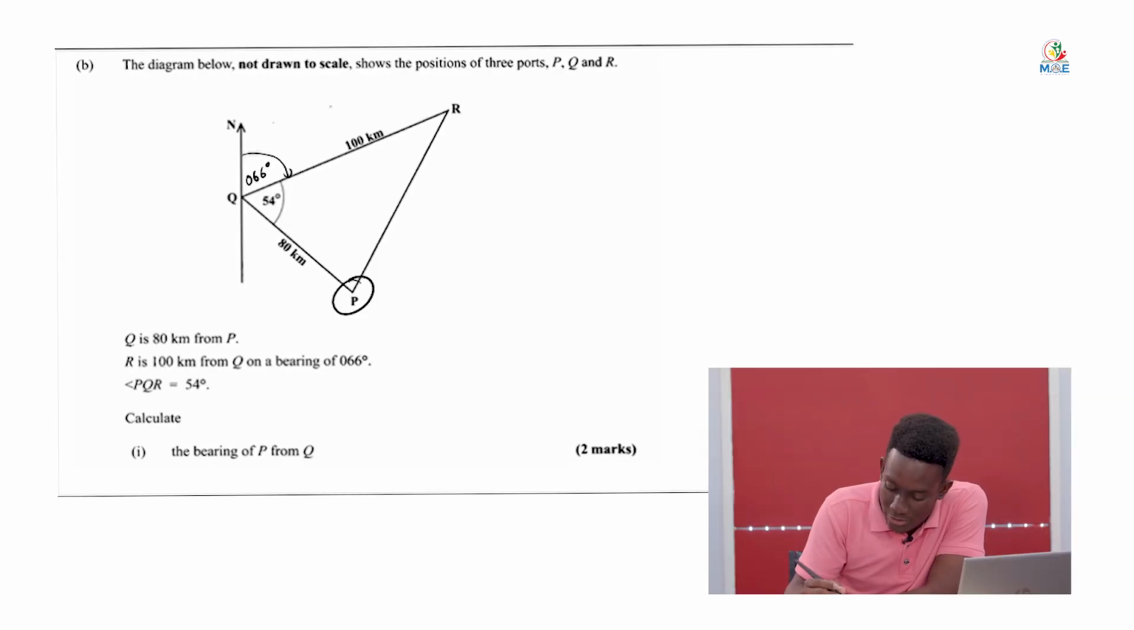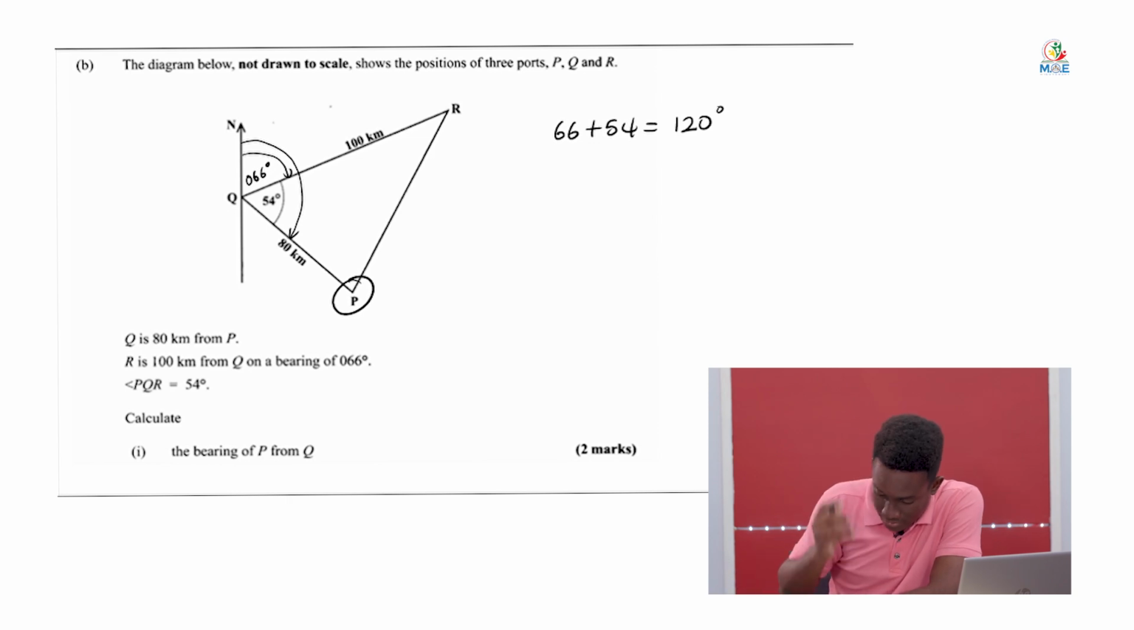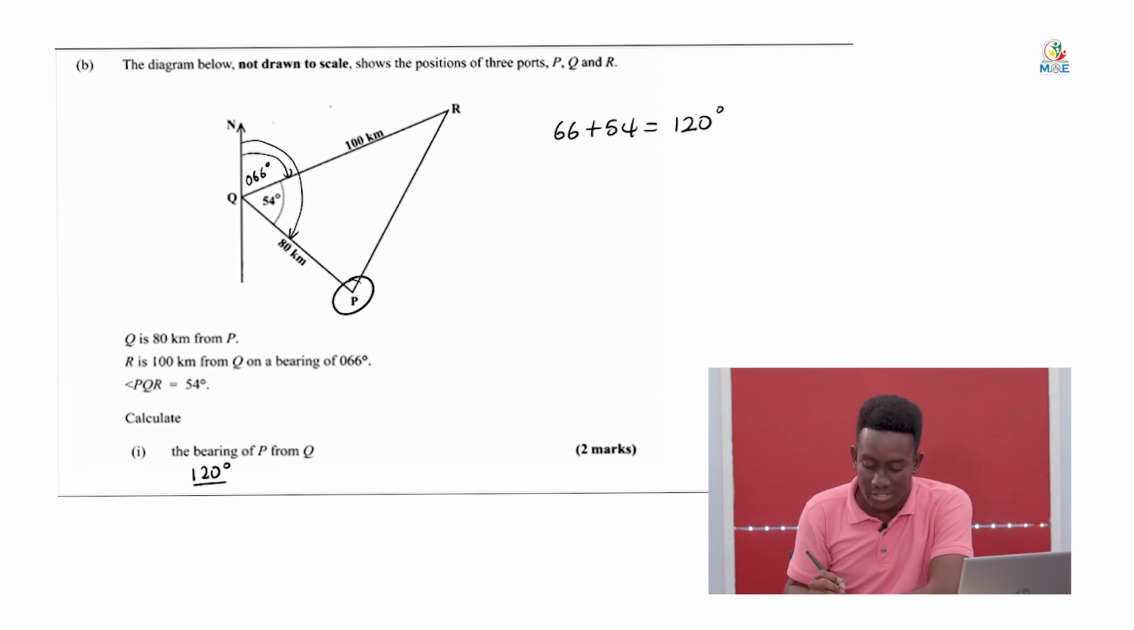So if you want the bearing of P from Q, we go all the way around here. So to get this bearing, we'll just add 66 plus 54. That would give us 120 degrees. So here this would be 120 degrees. As easy as that, 120 degrees.